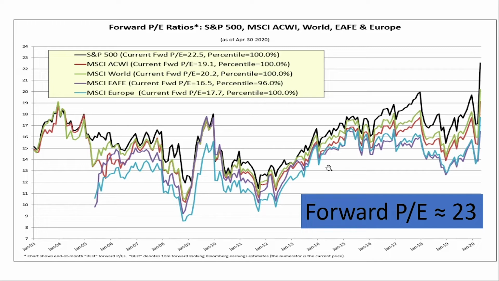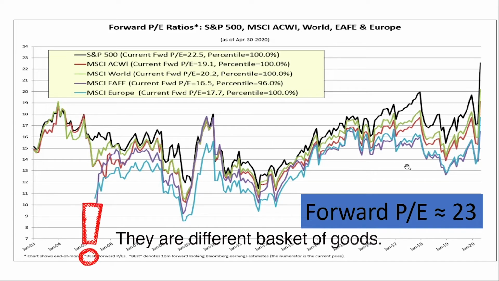You're buying a different basket of goods if you buy European equities than if you buy U.S. equities. U.S. equities have a much higher percent of tech in the composition than the European indices do. So you're buying a different basket of goods. So just because it's cheaper today, don't get excited about it. Be smarter than that.